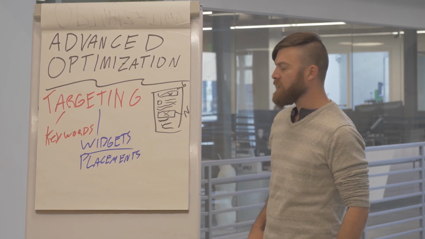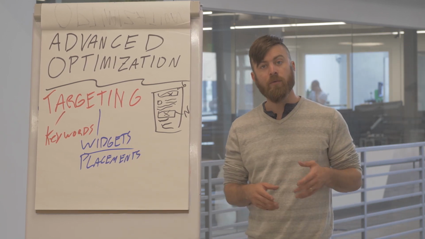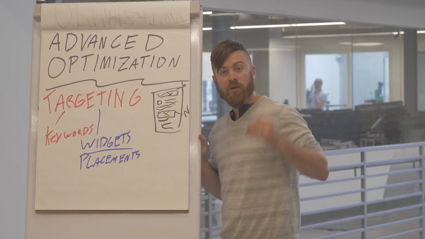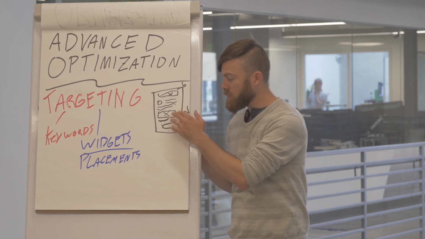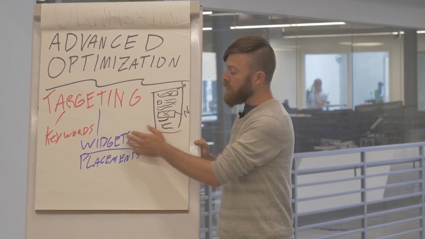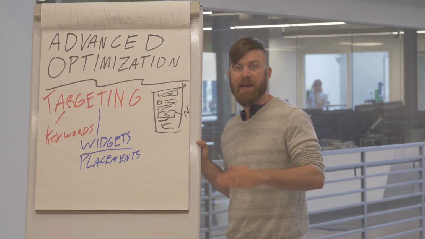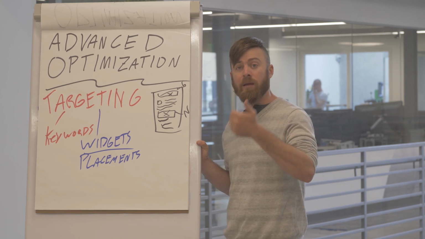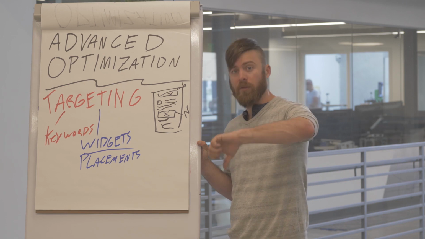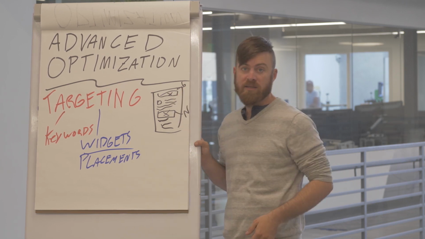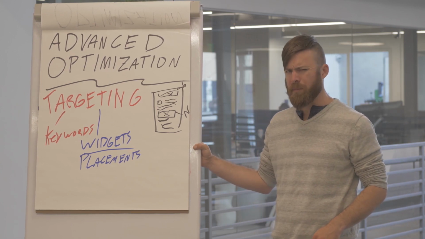So that's widgets and placements. Other ways you can optimize targeting. And again, the way this would work is you're advertising on 10 different websites or 10 different widgets. How you would optimize them is you would just cut out the ones that are getting bad click-through rates or bad conversion rates, cut the ones that are losing you money, and you stick with the ones that are making you money. Hope that makes sense.